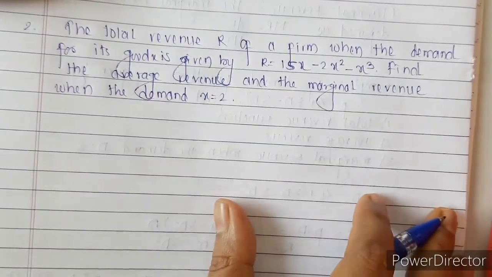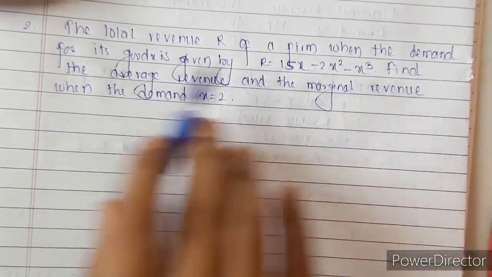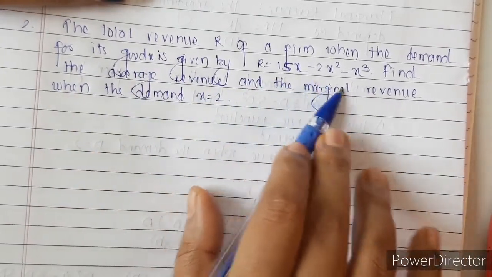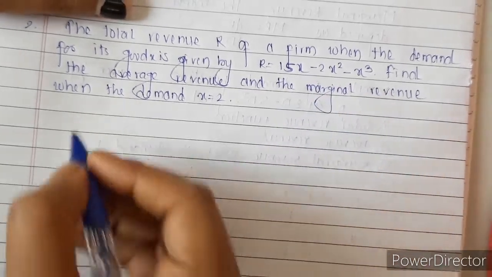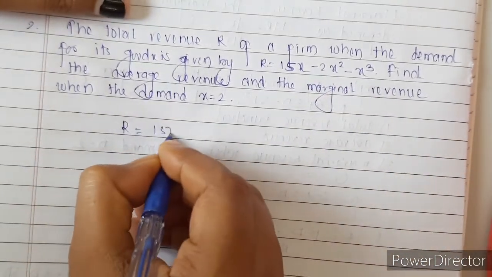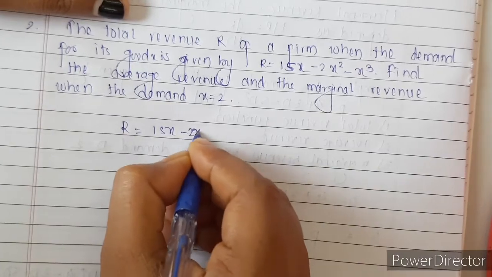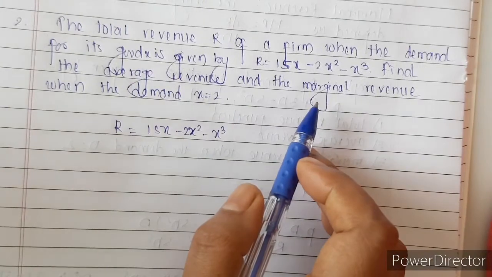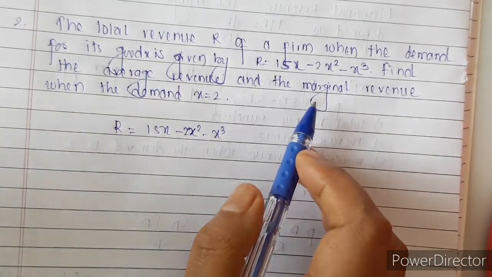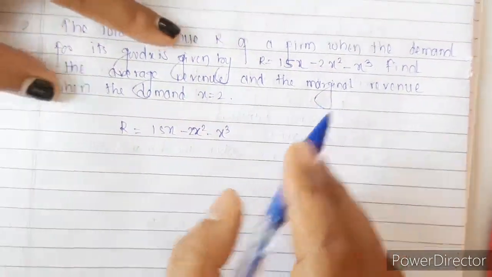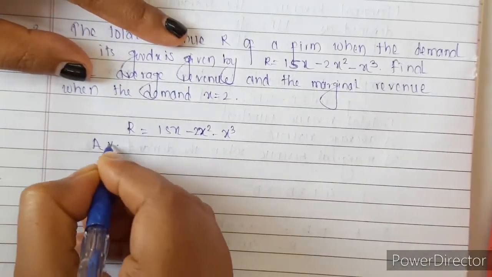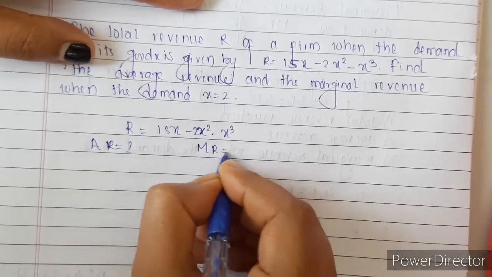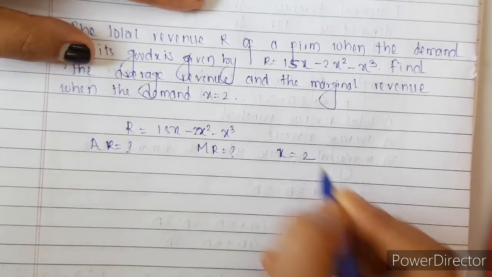Next example, the total revenue R of a firm when the demand for its good X is given by R equals 15x minus 2x square minus x cube. The total revenue is given as 15x minus 2x square minus x cube, wherein x is demand. Find the average revenue and the marginal revenue when the demand is 2. So we need to find average revenue and marginal revenue when demand is given as 2.